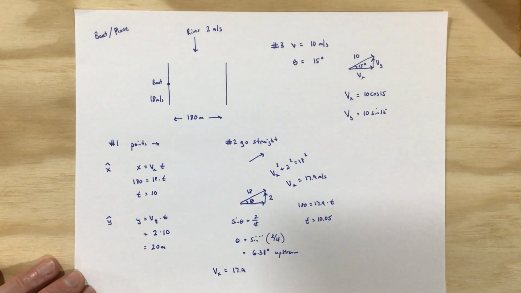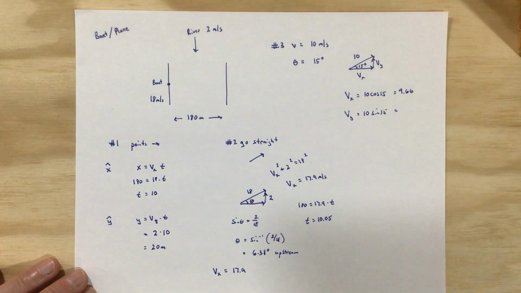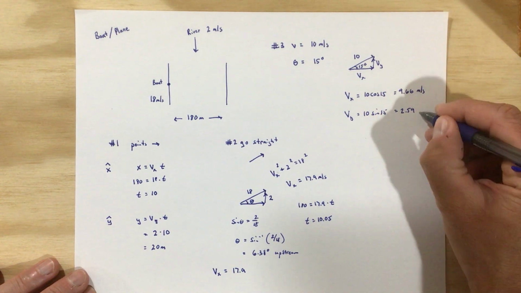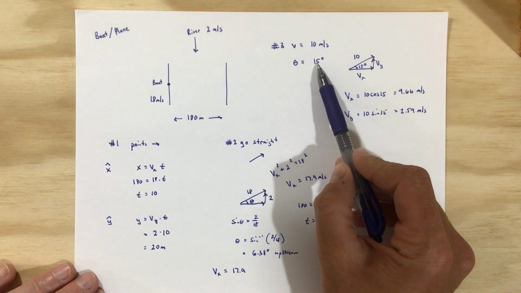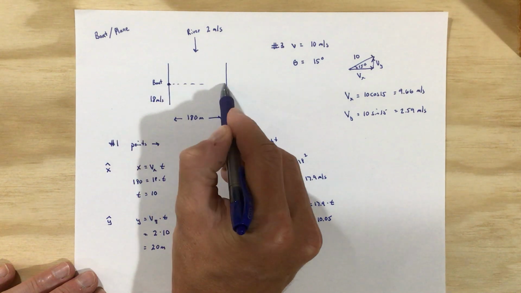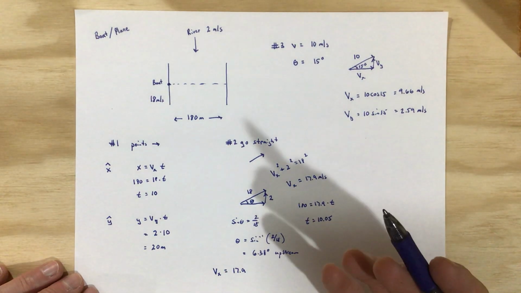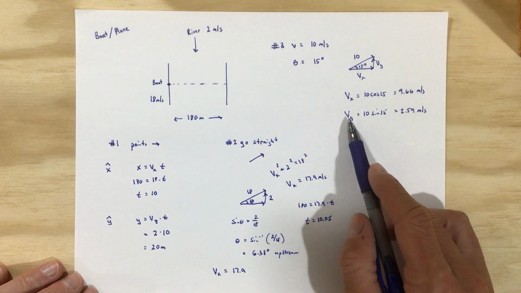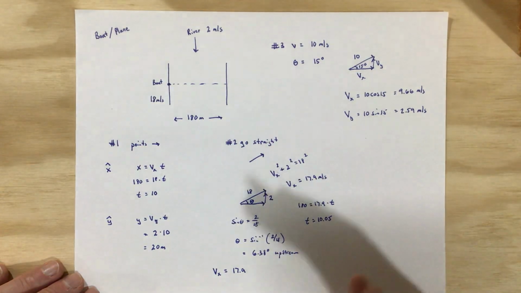10 cosine 15 is 9.66. And Vy, 10 sine of 15 is 2.59, again, meters per second. So if my boat pointed up at 15 degrees, again, when I say up that means upstream, above horizontal at 15 degrees, and my boat was only going 10 meters per second, what happened is that I would be crossing the river horizontally at 9.66 meters per second, and then my vertical velocity of the boat would be 2.59. So, do I go upstream or downstream in this scenario?